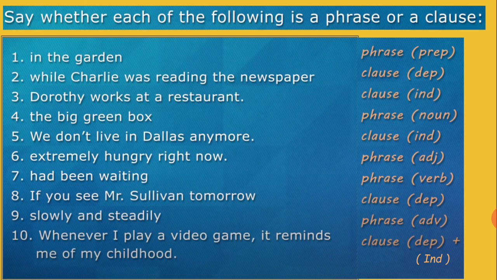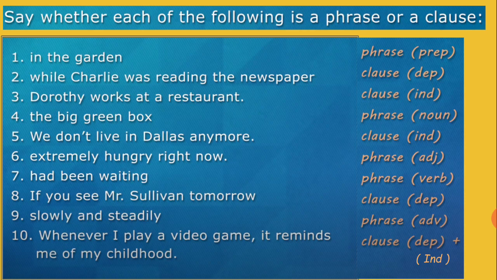The first one, in the garden, is a phrase because there is no verb. The second one is a clause. It is a dependent clause. The third one is a clause because it has a subject and verb, and it can stand by itself, so it is an independent clause. The big green box is a group of words without any verb or subject, so it is a phrase. Forget about noun phrases and all those things; we didn't go into detail. I thought of that, but it is not necessary right now. We don't live in Dallas anymore is a clause. This sentence can stand by itself, so it is an independent clause, which can also be called a principal clause or a main clause.